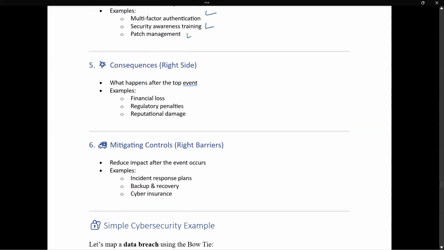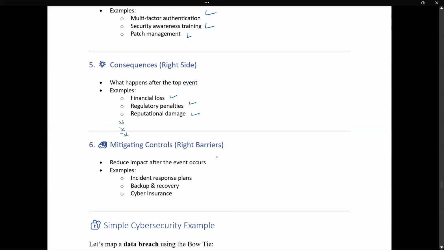Let's talk about the right side things. Consequences. What happens after the top event? You get financial loss, regulatory penalties, and reputational damage. These are the losses. There could be more, but these are the main losses.